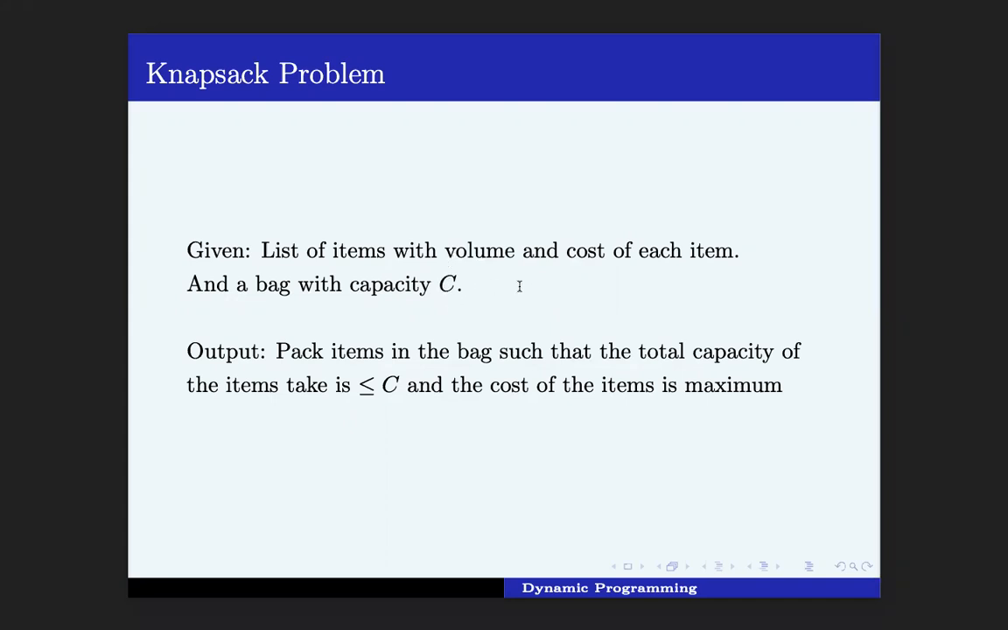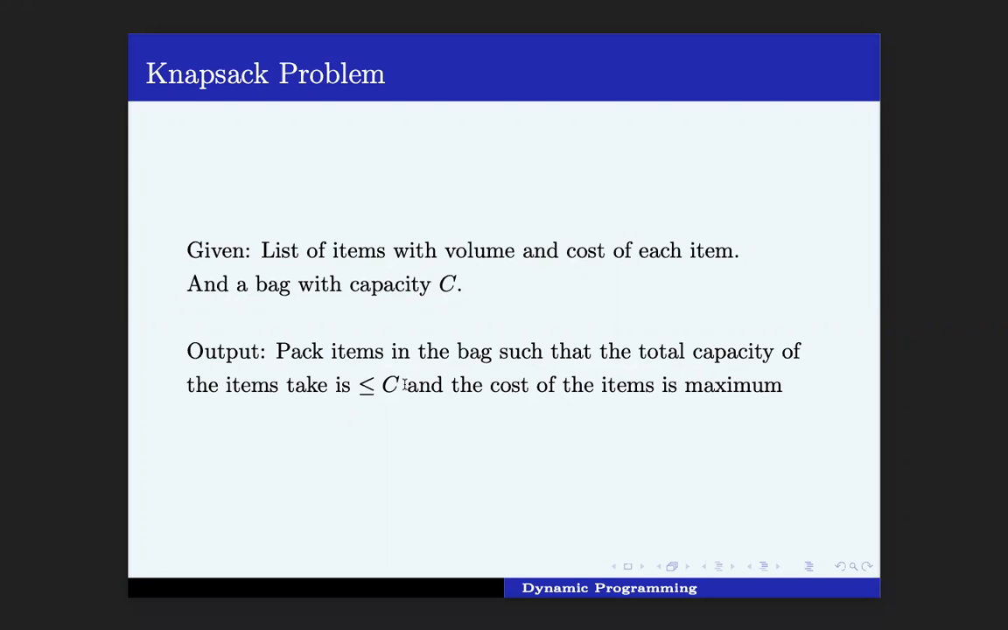But what are the two most important constraints? The sum of the volume of the objects that I have selected or put in the bag must be less than C. Right? They have to be contained in that bag. And at the same time, I want to take away the items which are most costly to me. So the sum of the cost of the items that go into the bag, I want to maximize that.